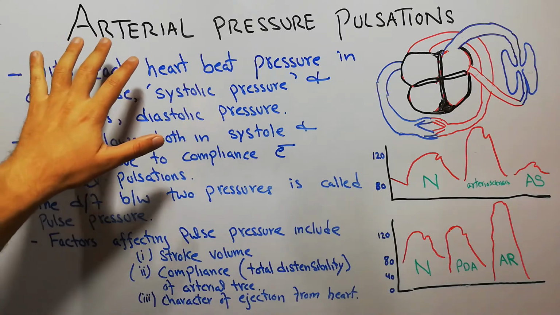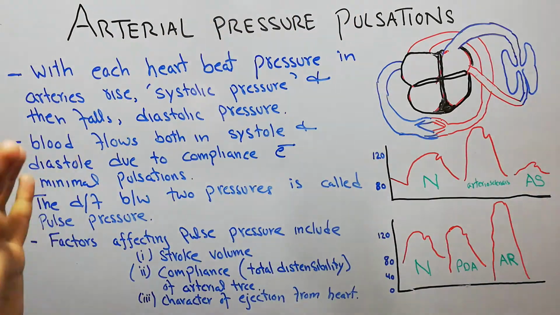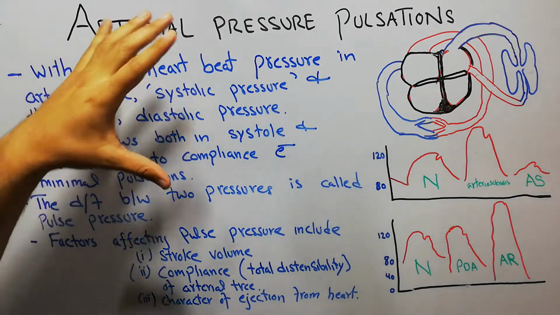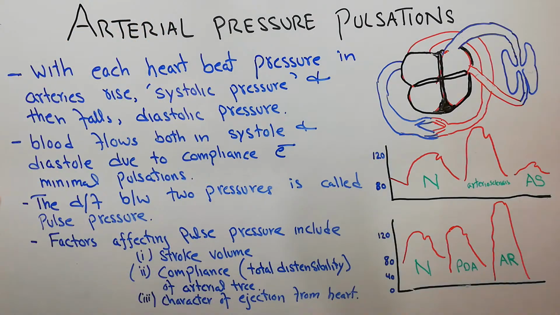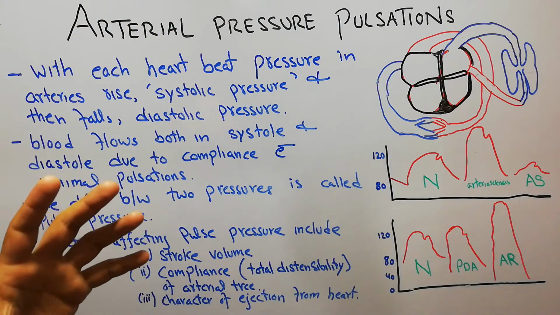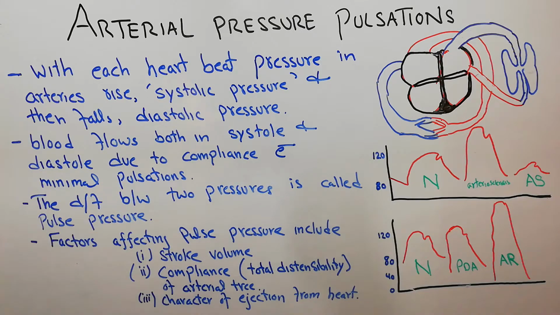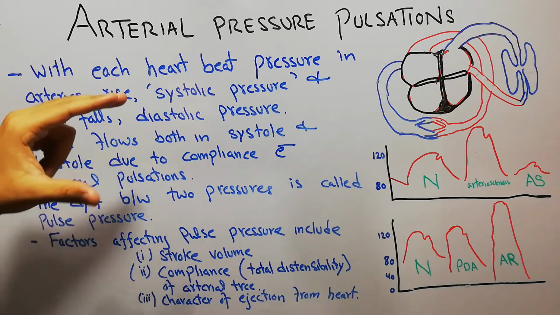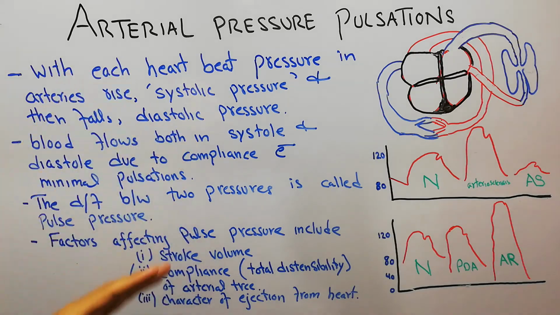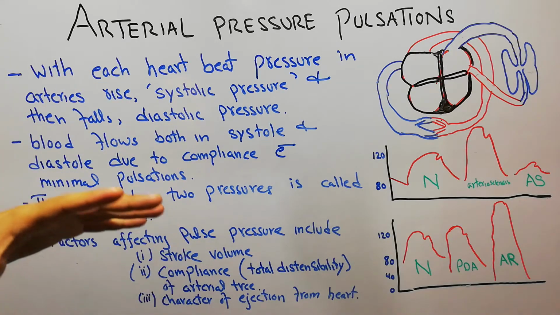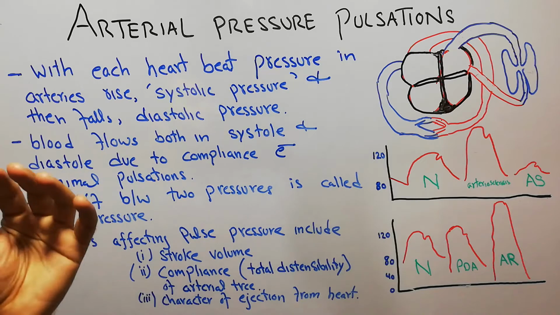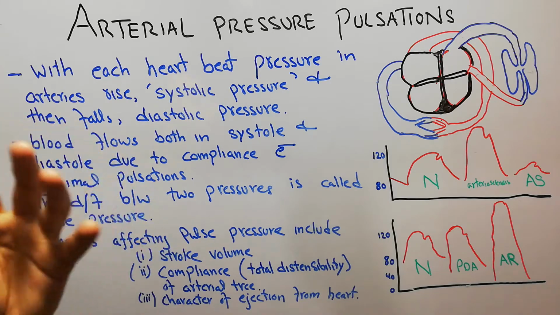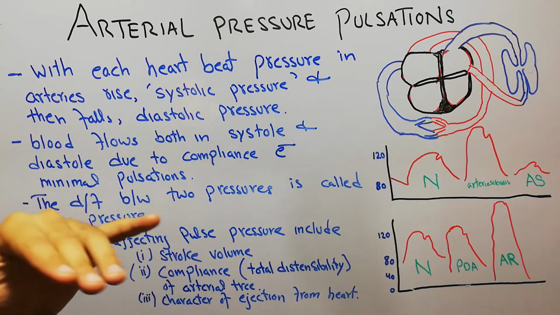So today in this lecture, we are going to discuss the arterial pressure pulsations. It's going to be a very simple and easy topic. We have previously discussed the characteristics of the blood vessels, like distensibility, the ability of the blood vessel to dilate, and then we have discussed the compliance of the blood vessels. That was actually the ability of the blood vessel to accumulate the blood volume for increasing pressure.